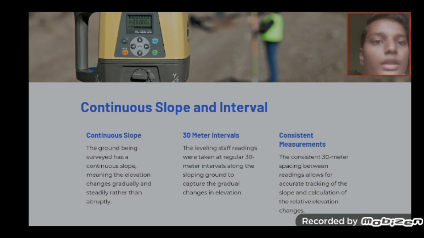Continuous slope and interval. Continuous slope. The ground being surveyed has a continuous slope, meaning the elevation changes gradually and steadily rather than abruptly. 30-meter intervals. The leveling staff readings were taken at regular 30-meter intervals along the sloping ground to capture the gradual changes in elevation. Consistent measurements. The consistent 30-meter spacing between readings allows for accurate tracking of the slope and calculation of relative elevation changes.